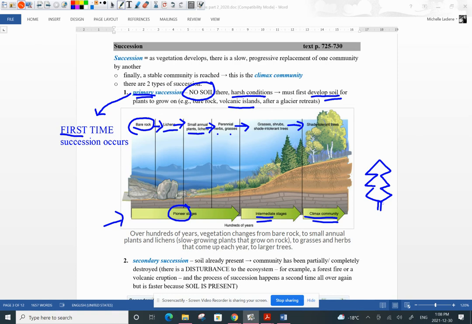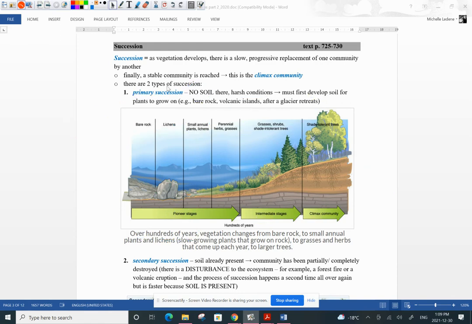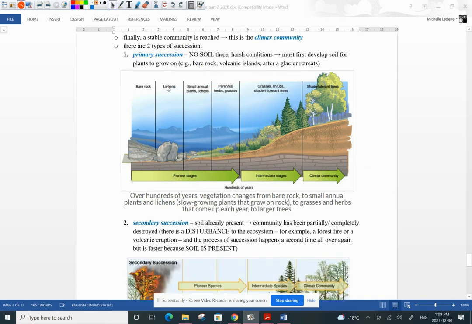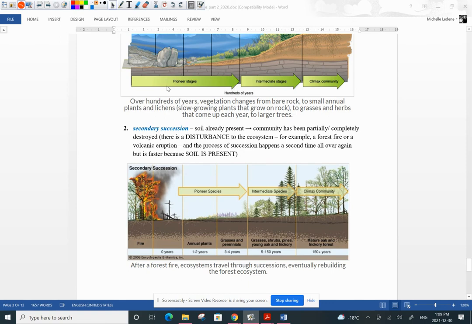And this is not a process that happens overnight. This is taking hundreds of years. And it's this slow progression from one stage to the next, to the next. And of course, every time we're replacing a plant population, it's going to have a different set of organisms, like animals, that can live there as well. That's primary succession. No soil, harsh conditions, got to develop soil first.